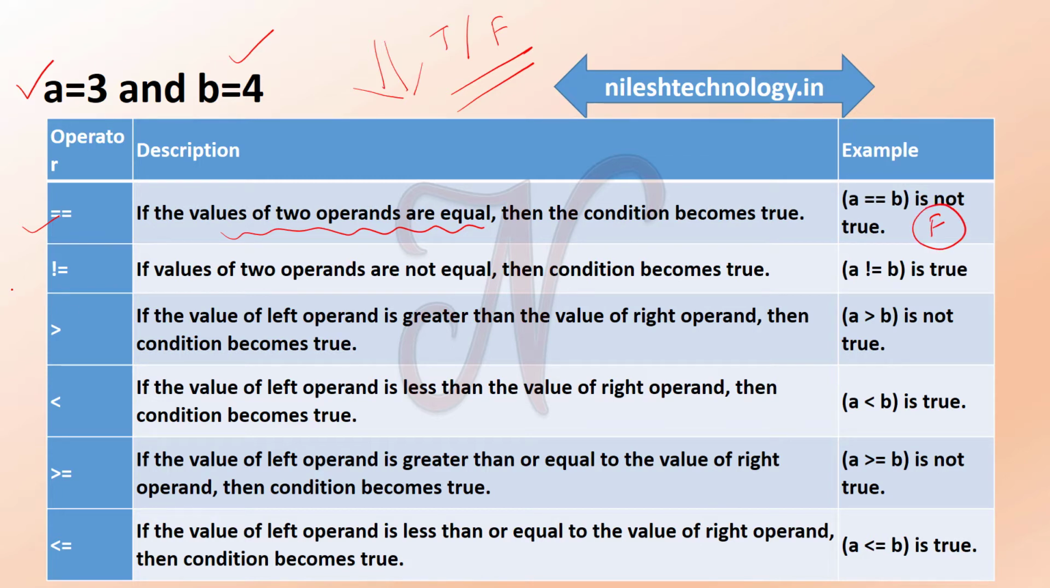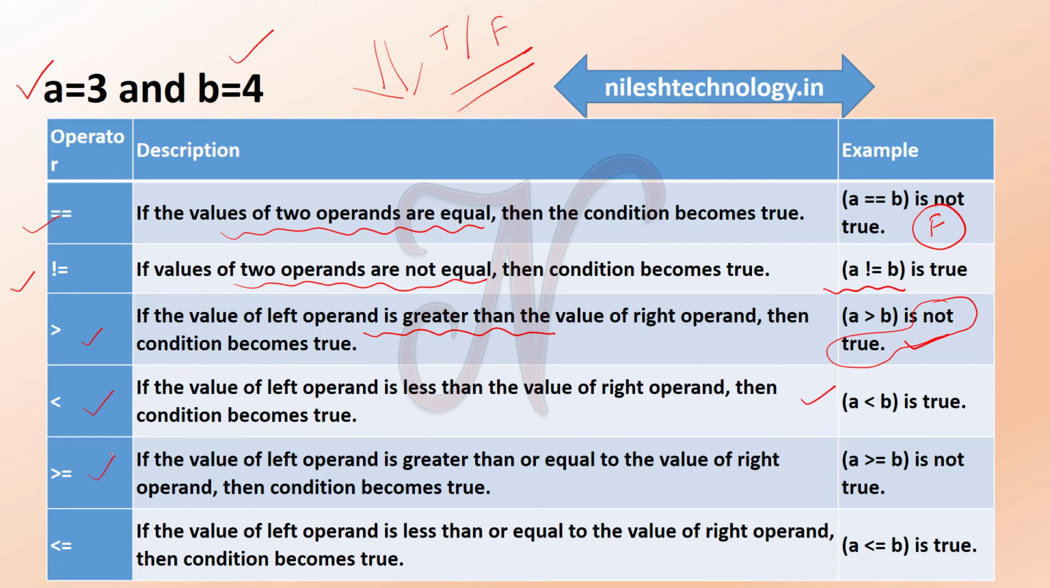Next one is not equals, which is the opposite of equal equal. If the values of the two operands are not equal, then the condition becomes true. See here, a is not equal to b, the condition is true, because 3 is not equal to 4. Next, greater than checks if the first operand, the first number, is greater than the second number, then the condition becomes true. Check 3 is greater than 4, false, so my condition is not true, which means false. Same here, less than: 3 is less than 4, true.